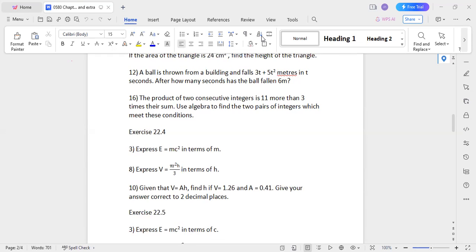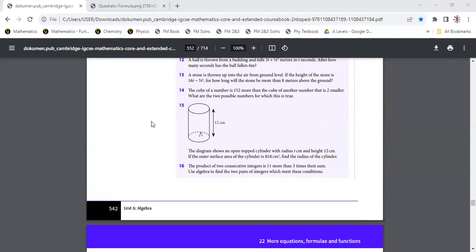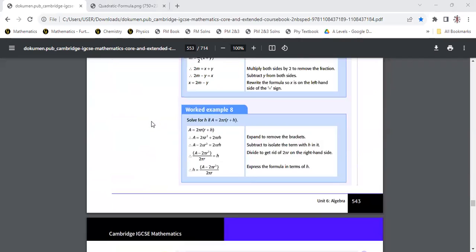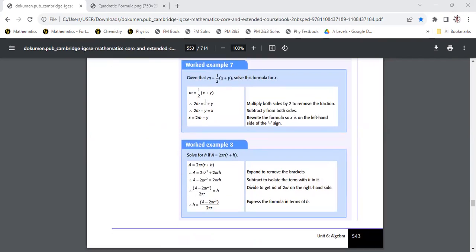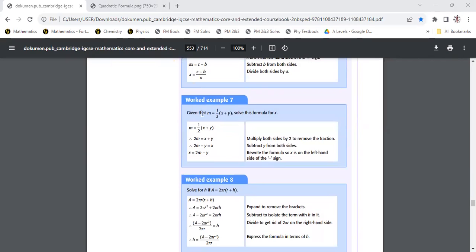So now let's do a little bit of priority for Charmaine here, who I think has a bit of a struggle with functions. This is an important part when you want to make your values or x the subject, when you want to find your inverse functions. For example, let's take number 7. When the question says m is equal to half x plus y, how do we find x?